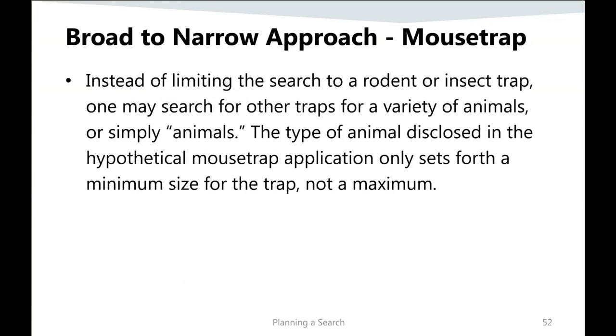A broad to narrow search for the hypothetical mousetrap case might search for traps for other species of animals, or perhaps just generic animal traps. There may well be elephant traps that disclose some of the structural features needed for the mouse and cockroach trap.